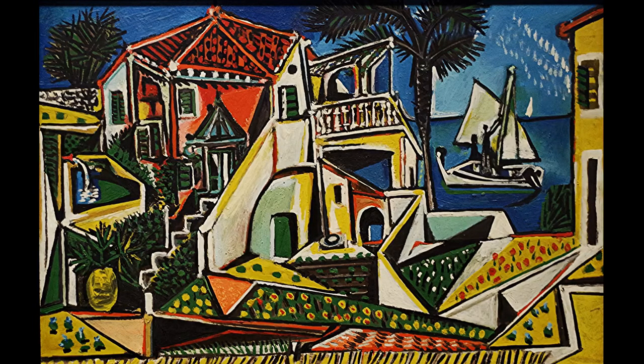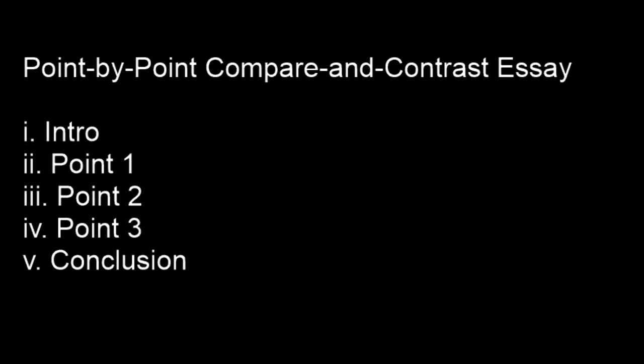So moving on, point-by-point compare and contrast essay. What this means is that I'm going to have a few different body paragraphs, and each one is going to talk about an area of comparison between the two paintings. In this case, I'm going to have 3 body paragraphs, so I'll discuss 3 different points.